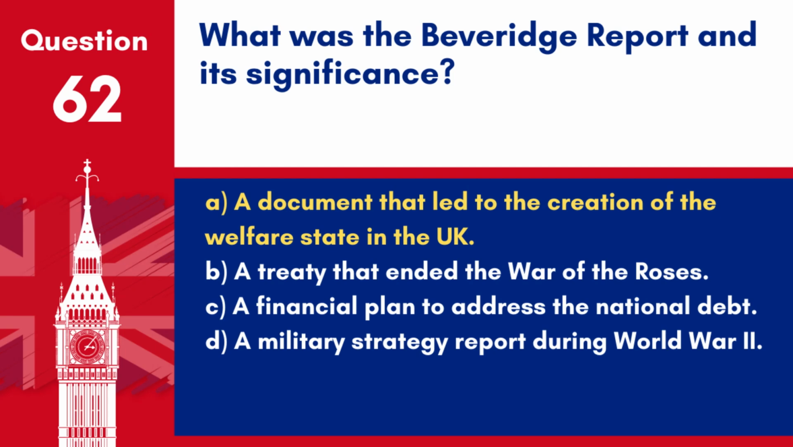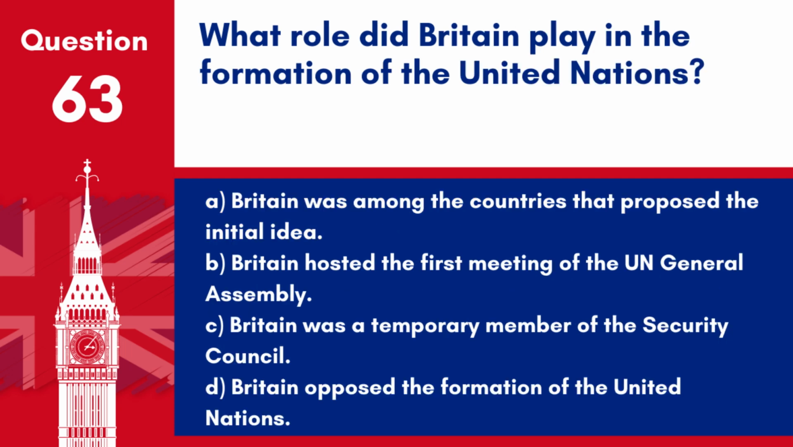The Beveridge Report, published in 1942, outlined a plan for a comprehensive welfare system, leading to the establishment of the welfare state post-World War II. Question 63. What role did Britain play in the formation of the United Nations?